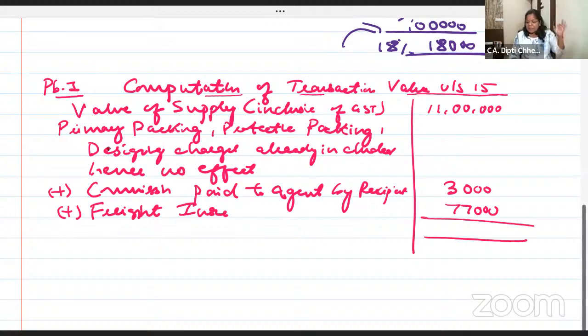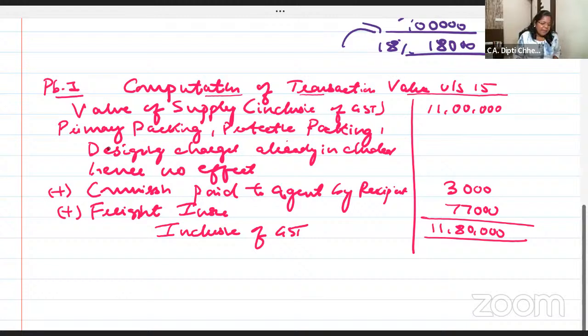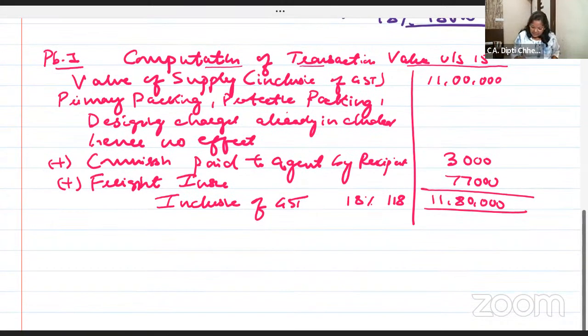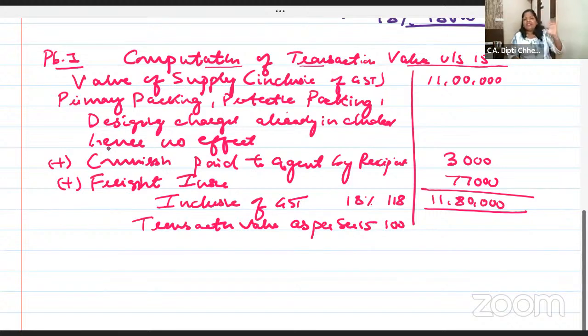See, the problems are very easy, so be more alert: कि मैम अगर इतना easy है तो mistake कहाँ हो रही है, यहाँ होती है. दीप्ति मैम ने सिखाया है packing charges, incidental, add. अरे but it's already included, so why you need to add, right? So this value is coming to 11,80,000, and they clearly said this is inclusive of GST. Inclusive of GST, कितने rate पे? 18%. So this is 118. The question they are asking you is, what is the transaction value? Transaction value as per section 15 is excluding GST. If 118 is this, 100 is question mark.